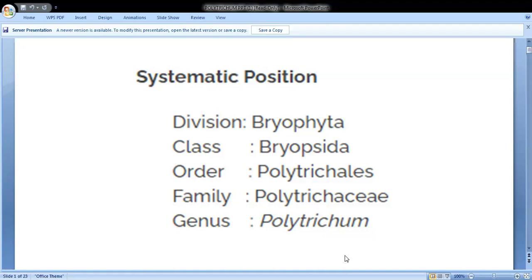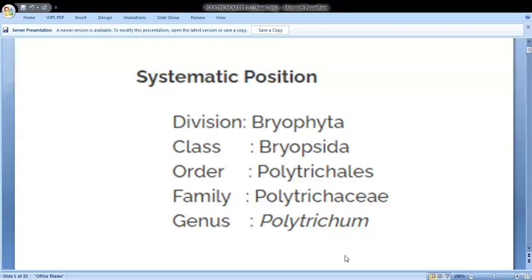This is about the Bryophyta general characters. These plants exhibit the heteromorphic alternation of generations type of life cycle. All these belong to Bryophyta members. So we will start the Polytrichum type study.